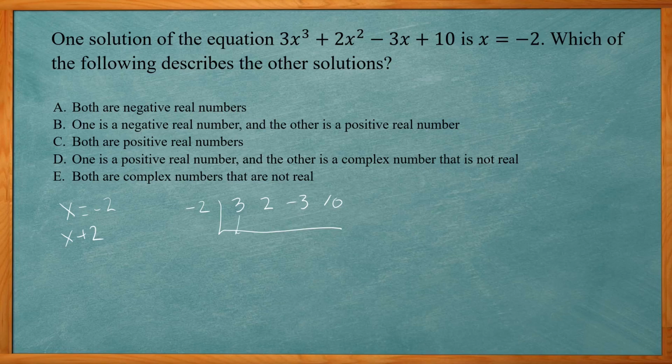Then I'll bring down our first number, 3. I multiply that by the negative 2 to give me negative 6. Then I add this column together. 2 plus negative 6 is negative 4. Negative 2 times negative 4 is positive 8. Negative 3 plus 8 is 5. And negative 2 times 5 is negative 10. 10 plus a negative 10, or 10 minus 10, is 0. Again, that's our x squared coefficient, x coefficient, and our constant. So that gives us 3x squared minus 4x plus 5.